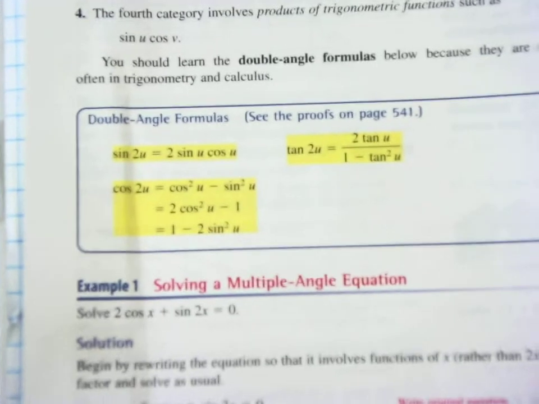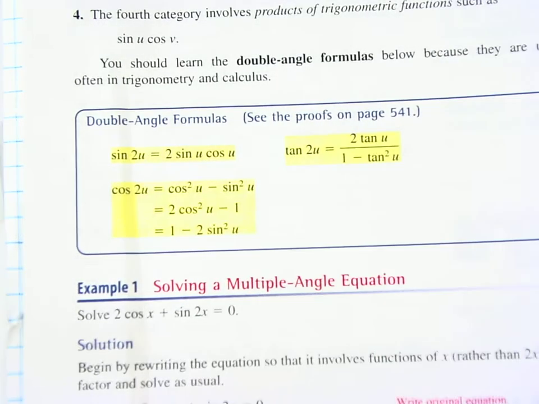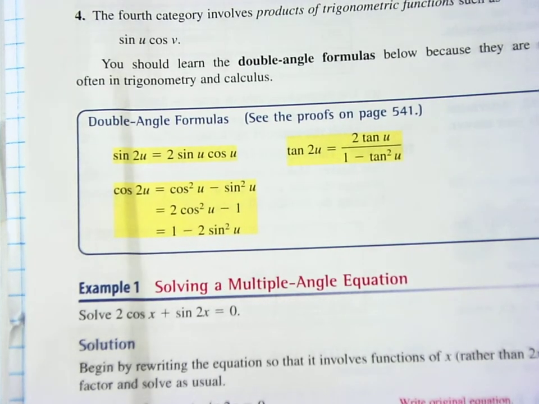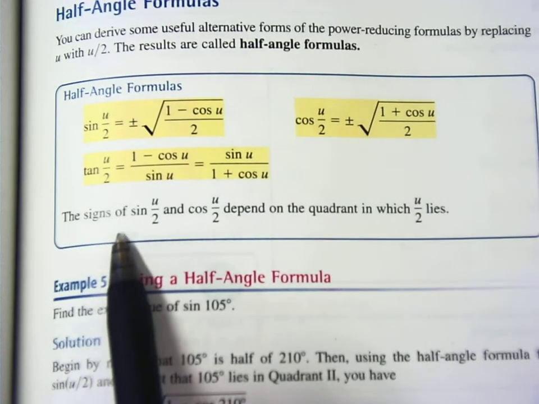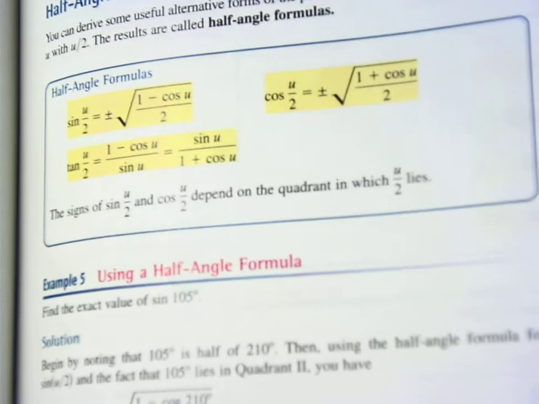And then the other thing you have to know is for cosine, there's 3 of them. So go ahead and copy it down and we can use any 3 of them. So these are my double angles. And then here are my half angles. Okay, so go ahead and write that down. And then the important things we'll talk about: the signs of sine and cosine depend on which quadrant it lies in. Okay? All right.